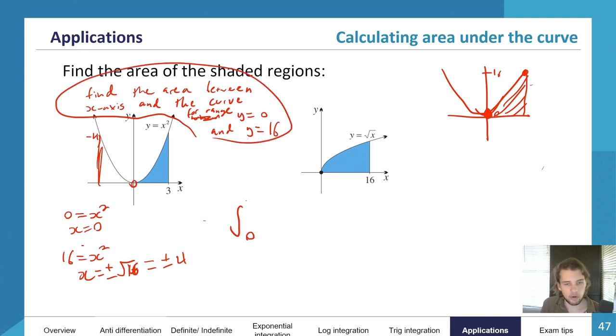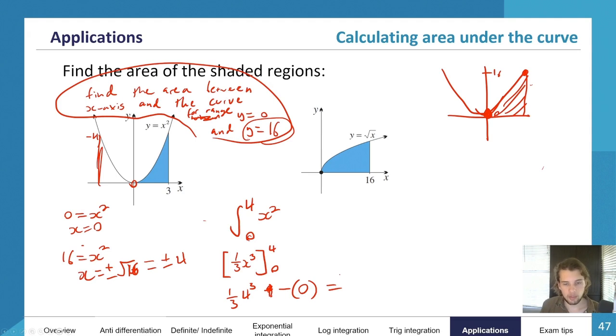We have 0 to 4. That's our domain, because that domain defines the same range. When x is equal to 4, y is equal to 16. When x is equal to 0, y is equal to 0. So now we have x squared in this integral. That would become 1 over 3 x cubed. And then we have this range here. So that would be 1 over 3, 4 cubed, subtract 0 in brackets there.